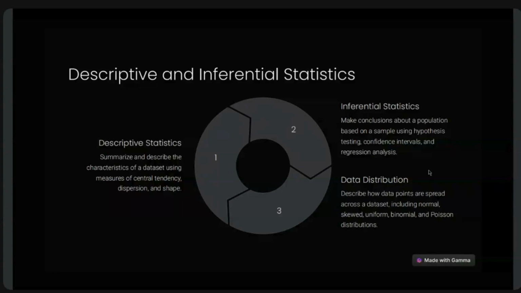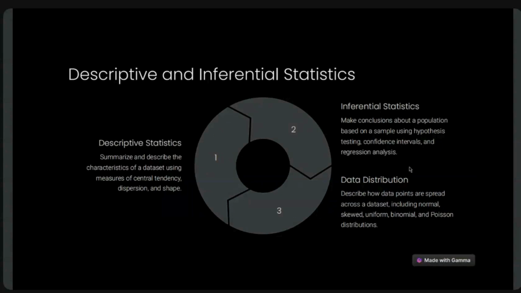So next is data distribution. Data distribution describes how data points are spread across the data set, including normal, skewed, uniform, binomial and Poisson distribution. So normal distribution is a bell curve. You all know the bell, this bell symbol.